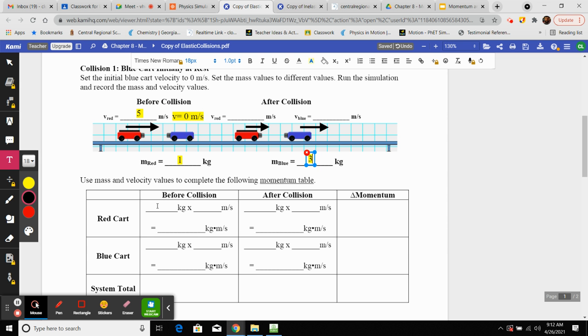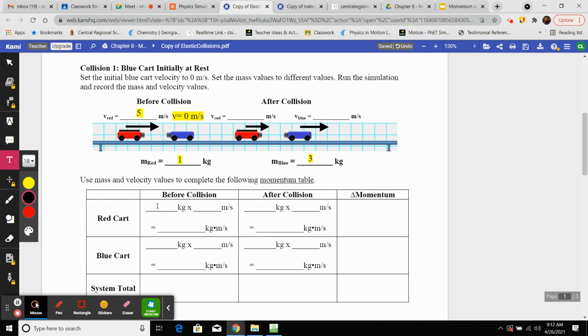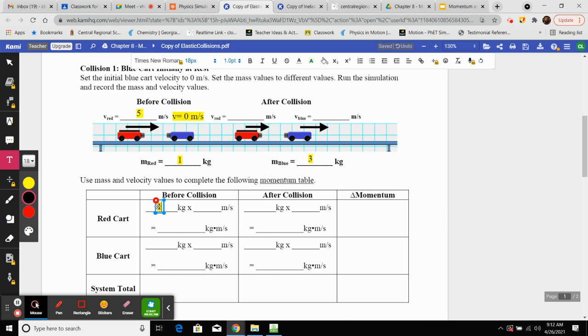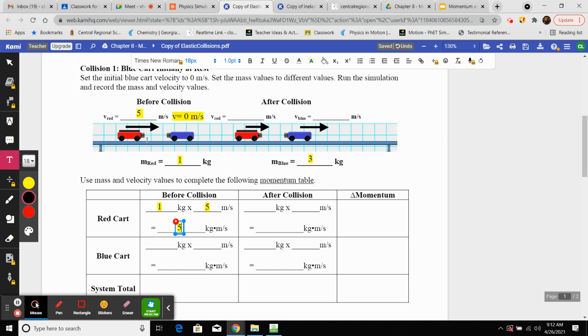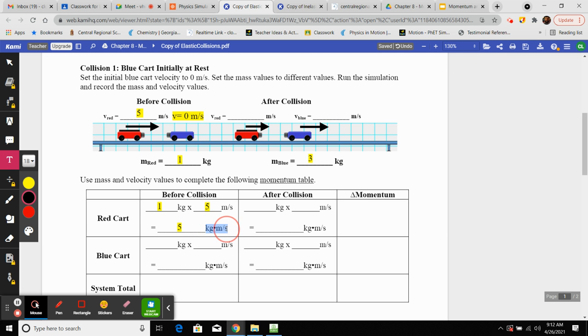So what is the mass of the red car? 1. Okay, what was the speed of it? 5. Okay, so now, what is 1 times 5? 5. So that is the momentum of the first cart, 5 kg meters per second. I'm just going to copy that because I'm going to need that in a minute.